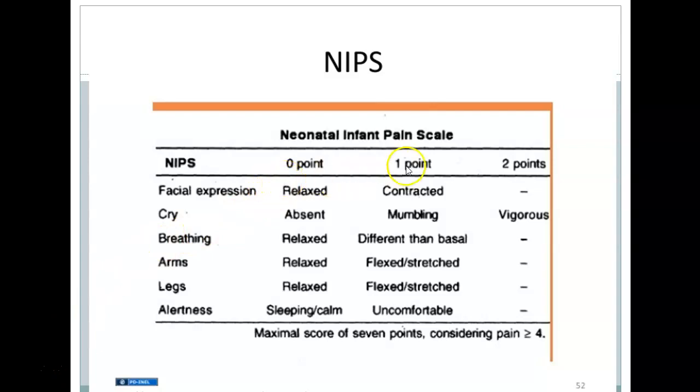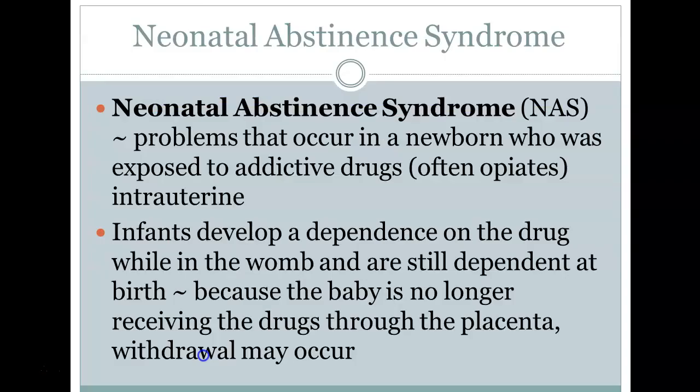We give them a 0, 1, or 2 based on their facial expression, cry, breathing, arms, legs, and alertness. And that's how we score them for pain. We do that when we're doing vital signs. We do that after a painful procedure like a blood draw or a circumcision, and we can also do a pain rescore after we've finished the treatment we were doing. We gave them a medication like Tylenol, we swaddled them, fed them, gave a pacifier, anything that we did to reduce the pain or calm them. Then we can use the scale again to do a rescore.